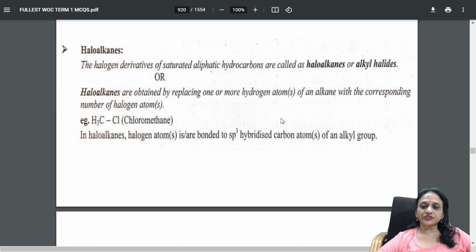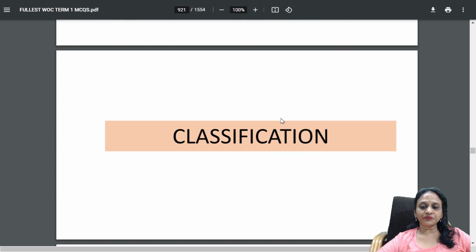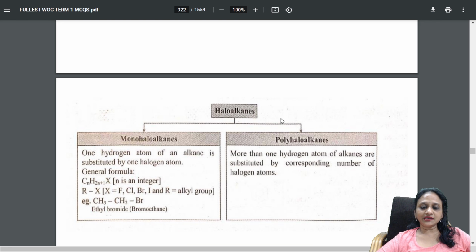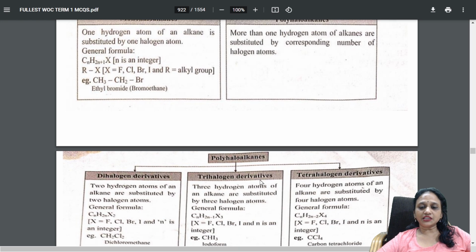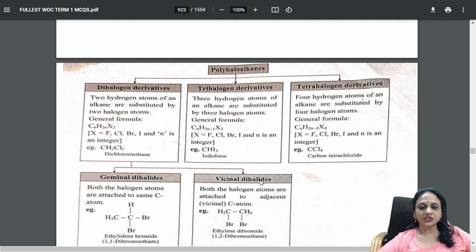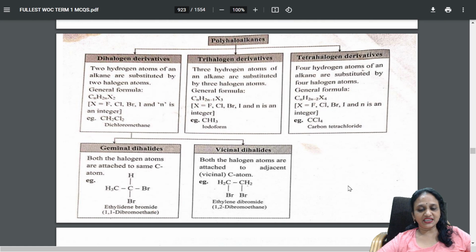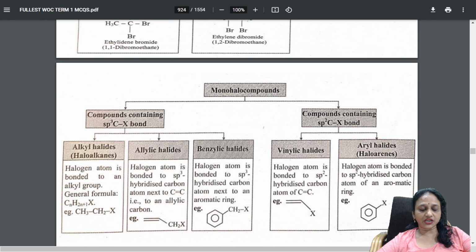These are the definitions of the haloalkanes, and gradually I'll be taking up the classification part. Haloalkanes are divided into mono and polyhaloalkanes. Examples are also given here. Poly is further classified into di, tri, and tetra. Dihalogens are again divided into geminal and vicinal. Monohalogen compounds, based on their hybridization, are classified into 3 types, and sp2 into 2 types.